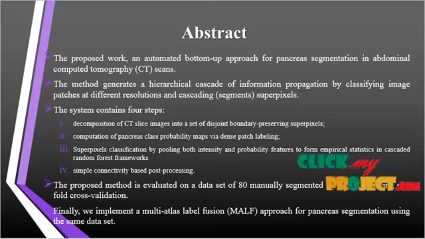superpixels. The second one is the computation of pancreas class probability maps via dense patch labeling. The third one is superpixel classification by pooling both intensity and probability features from empirical statistics in cascade random forest frameworks. The final fourth one is simple connectivity-based post-processing.